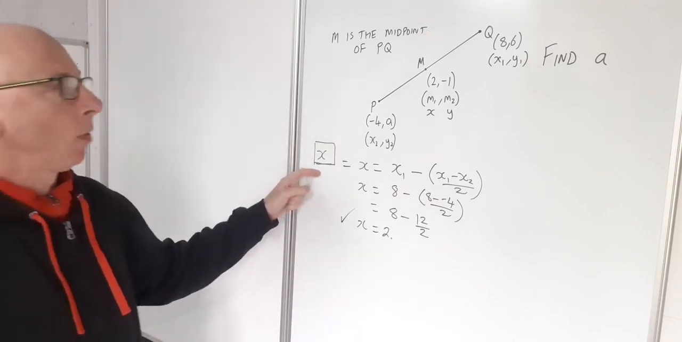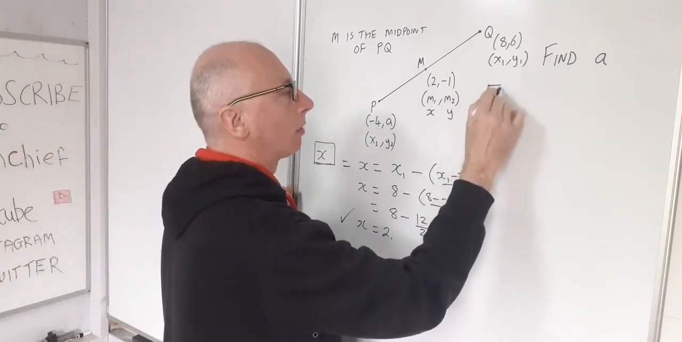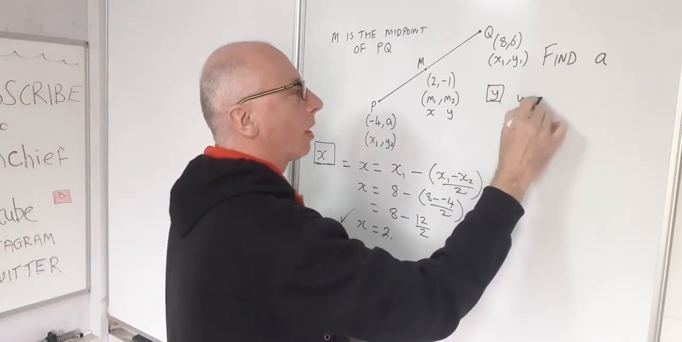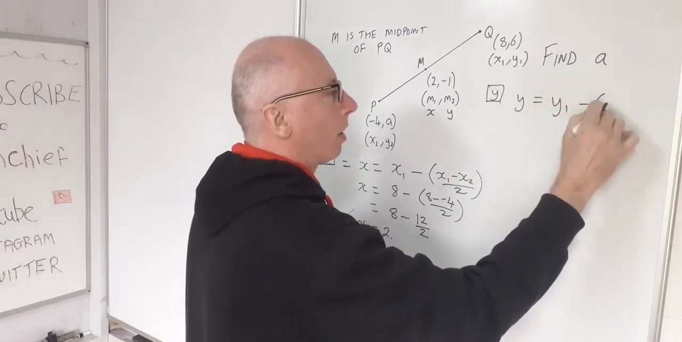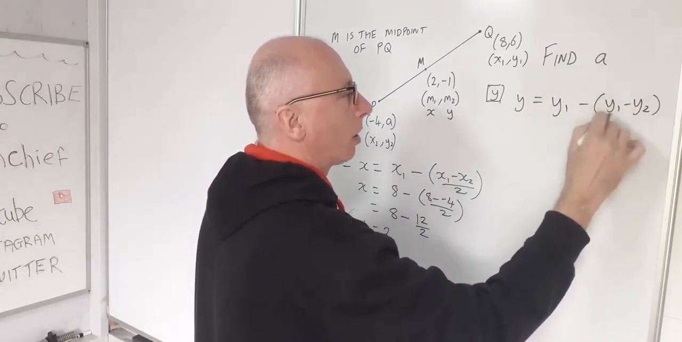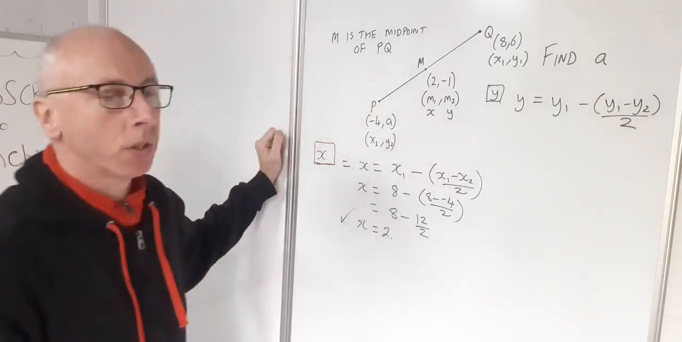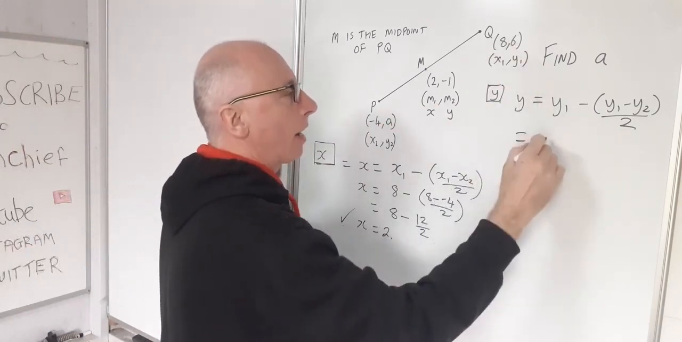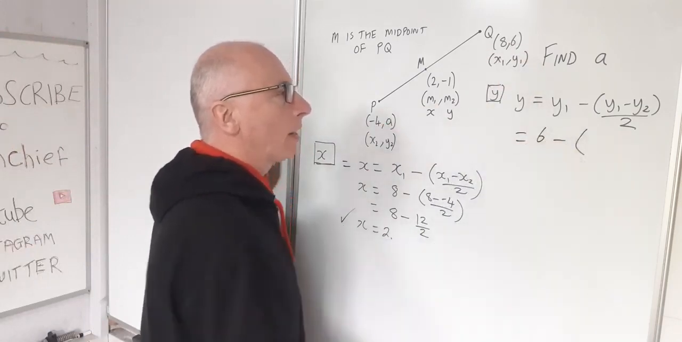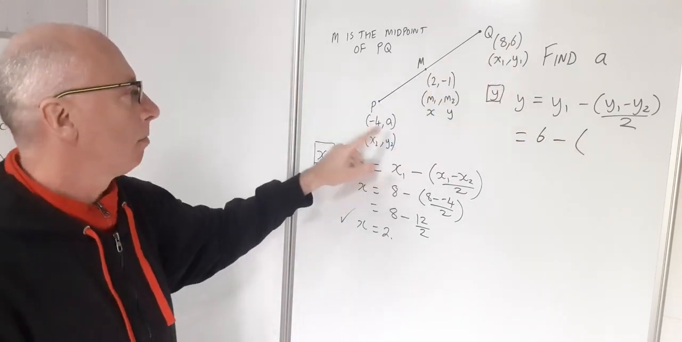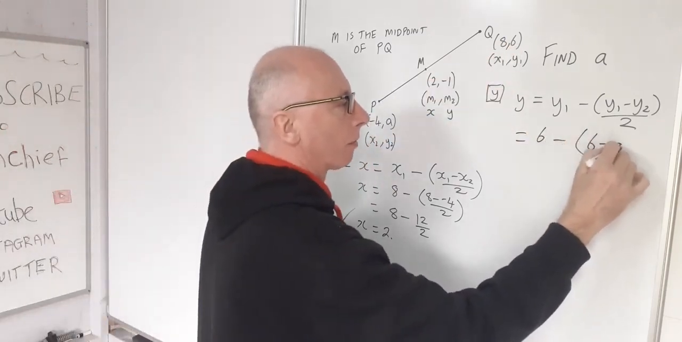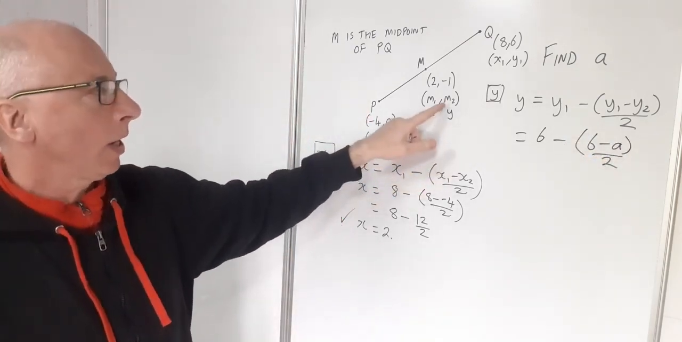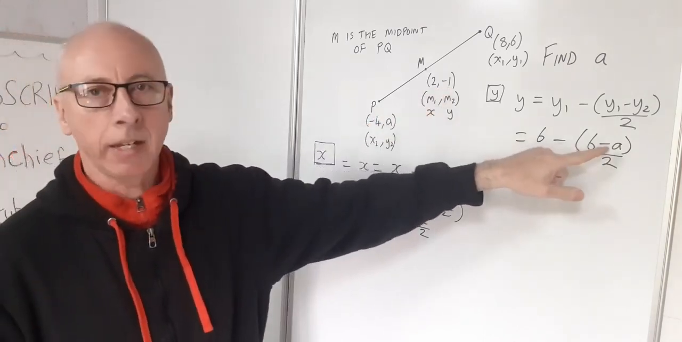Okay, now what about for Y? So the midpoint Y, that's what we want to find here. So Y1 minus Y2 over 2. That's my midpoint 2. That's what I'm looking for here. So now Y1 is 6, and subtract that from Y1 minus Y2, 6 minus A, and then that's all divided by 2. Okay, now my midpoint, I know what it is. It's -1, but A is what I need to find.